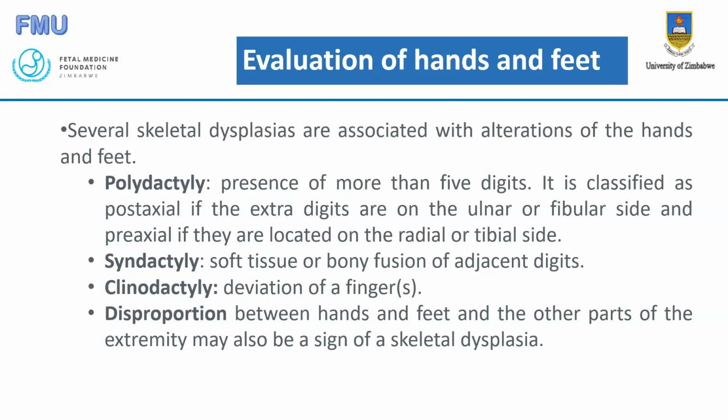Then evaluation of the hands and the feet. We could have polydactyly. Polydactyly means the presence of more than 5 digits. It is classified as postaxial if the extra digits are on the ulnar or fibular side. The ulnar side is the side where there's a small finger. So if you have it on the side of the small finger, then you know that's postaxial polydactyly. If it is present on the side of the thumb, or radius, or tibia, then it's called preaxial polydactyly.